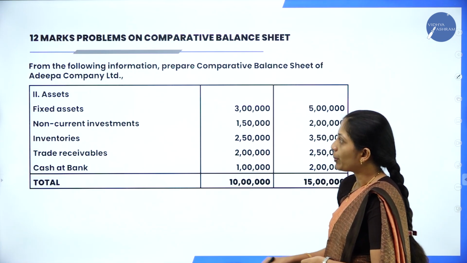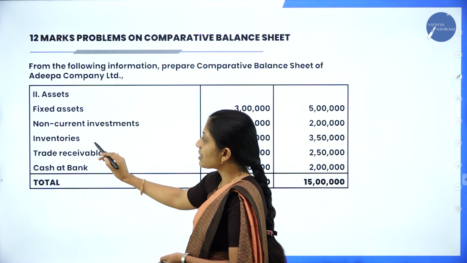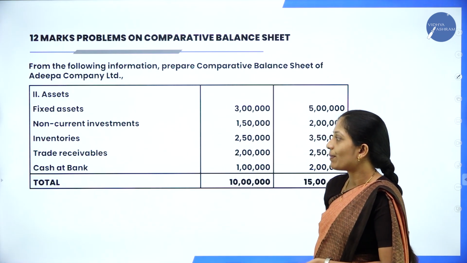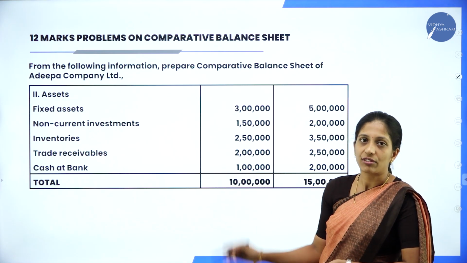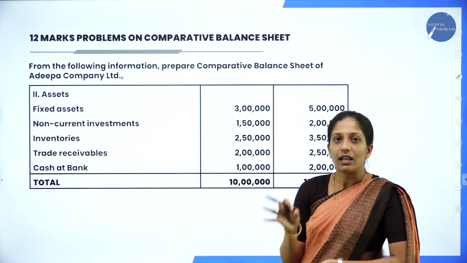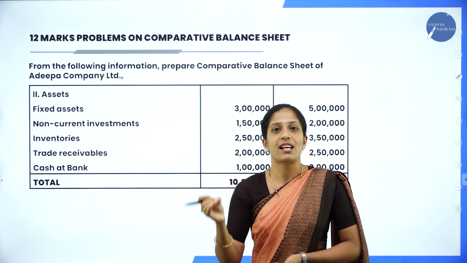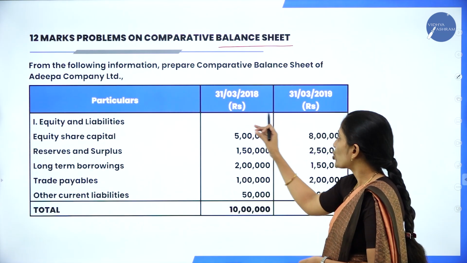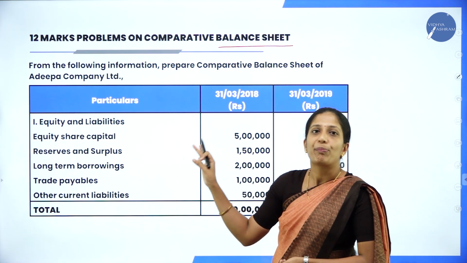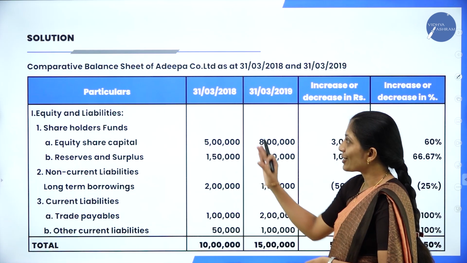And the continuation of the problem is, they have given the second part, that is assets. Under that we have fixed asset, non-current investments, inventories, trade receivables, cash at bank, and they have given the total. Okay, so these are the amounts they have given for 2 years, current year as well as previous year, 2018 and 2019. By using this, we have to prepare what? That is comparative balance sheet. Now we shall directly go through the solution.